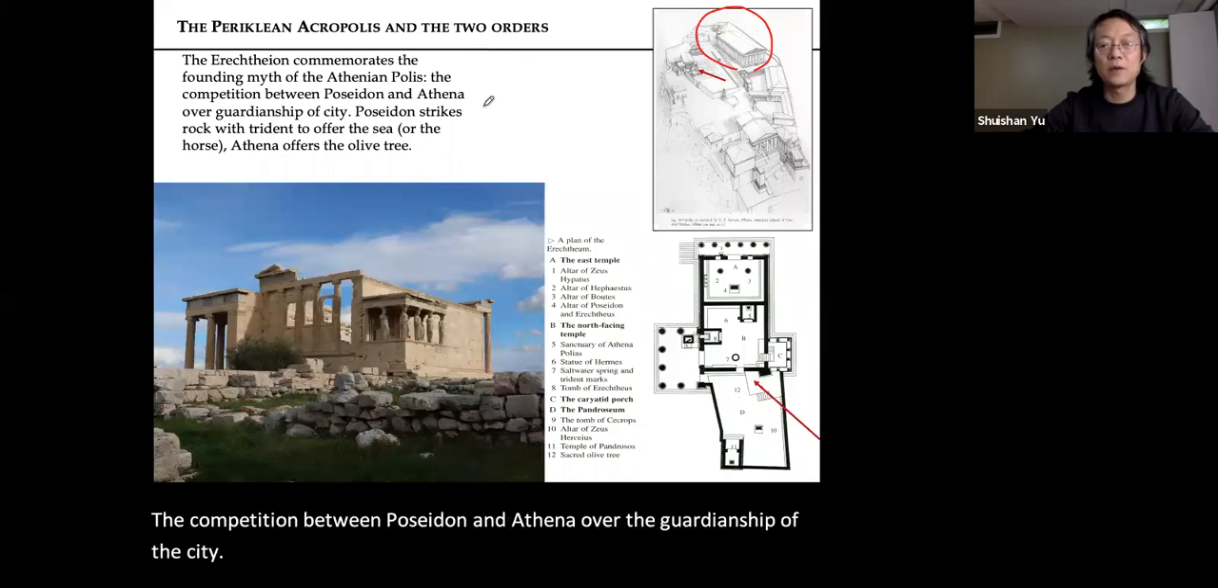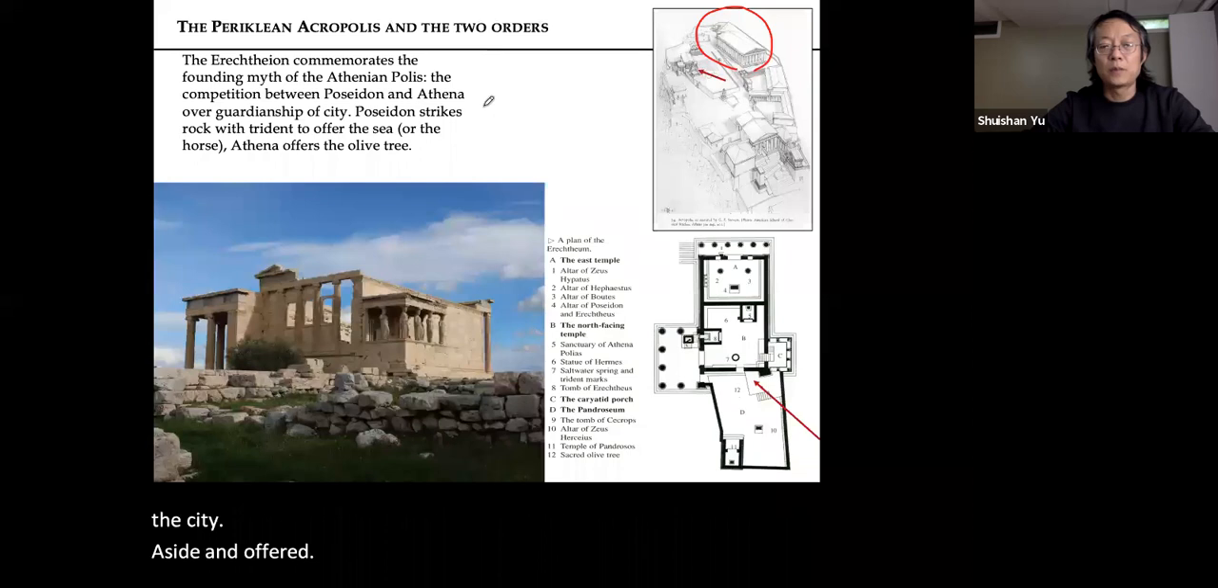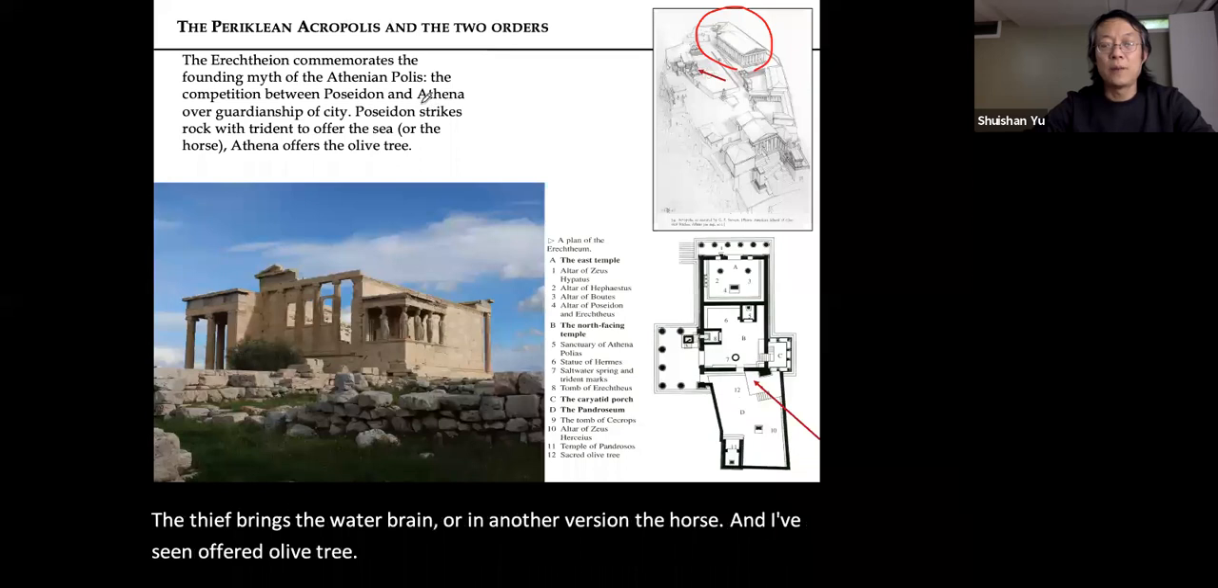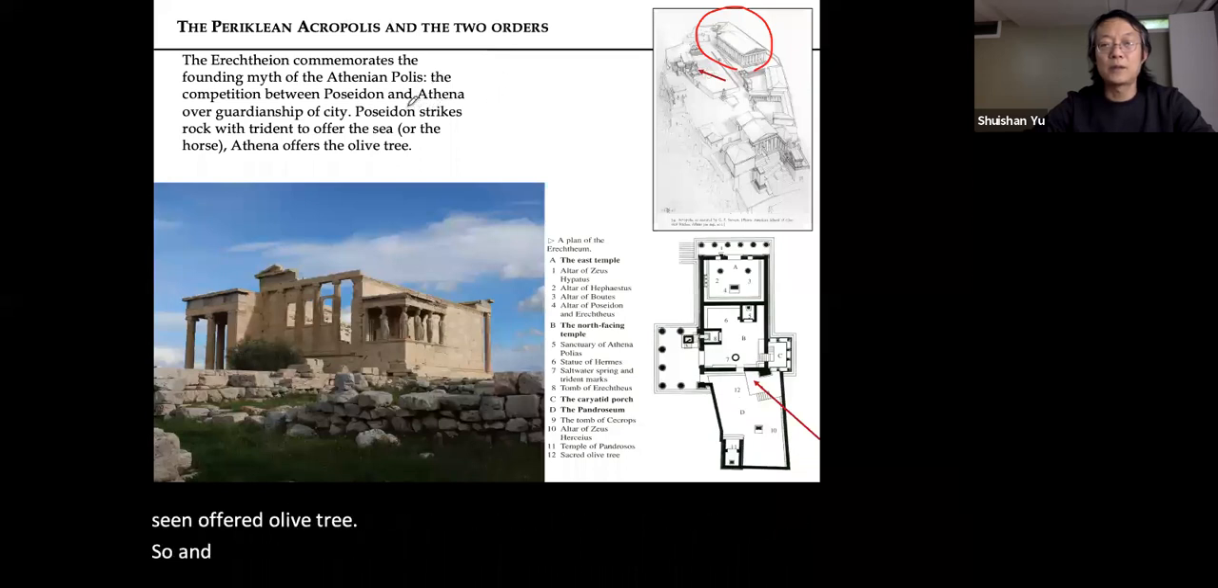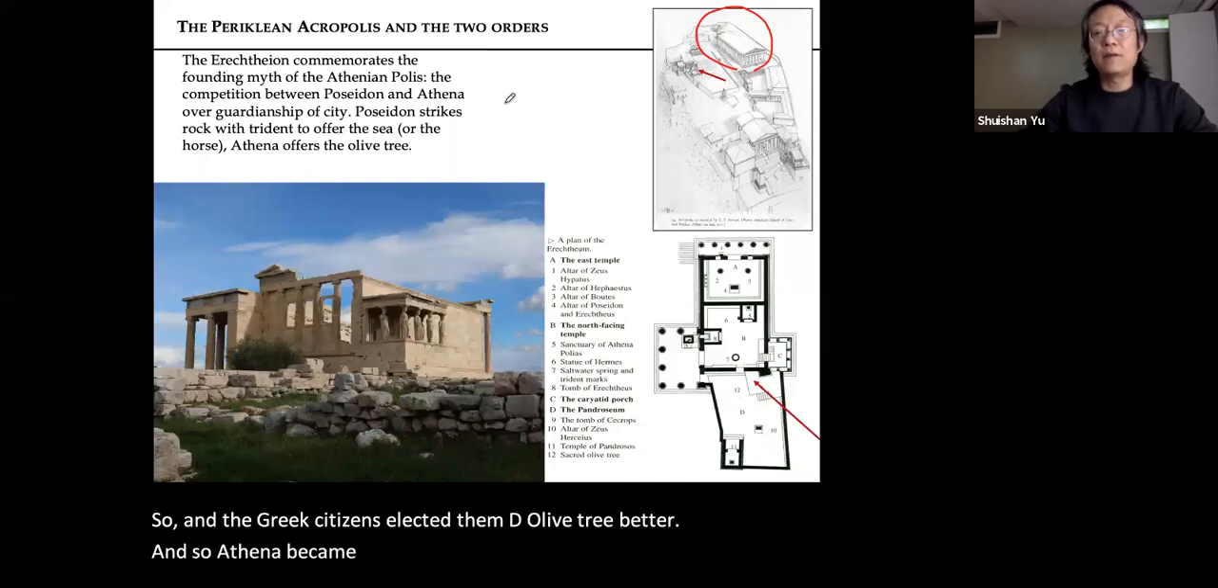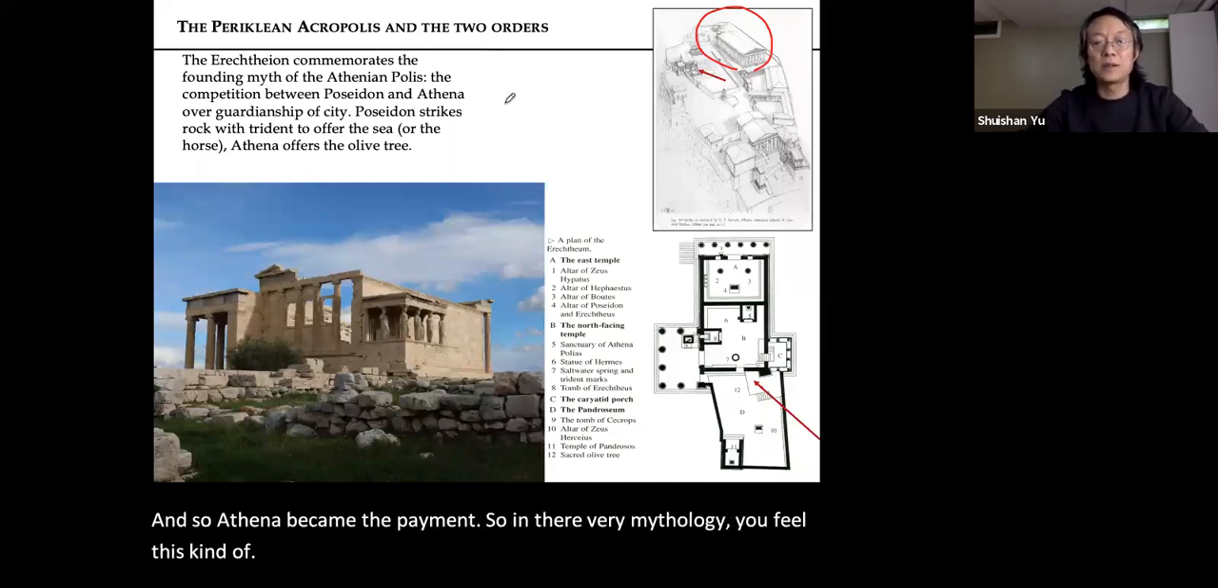Poseidon offered the sea spring, the water spring, or in another version, the horse, and Athena offered the olive tree. The Greek citizens elected them, since they liked the olive tree better. So Athena became the patron goddess. In their very mythology, you feel this kind of democracy in it, and humanity.